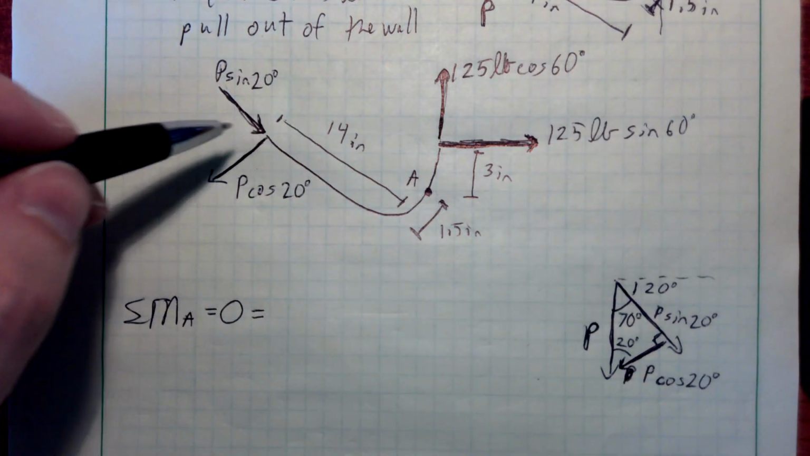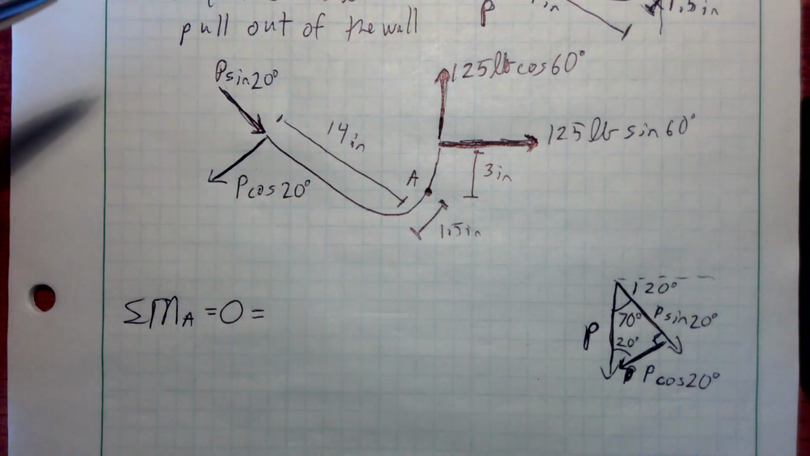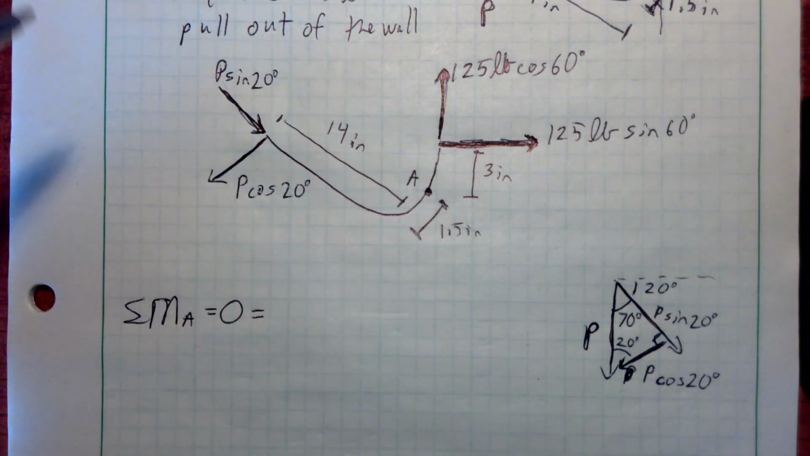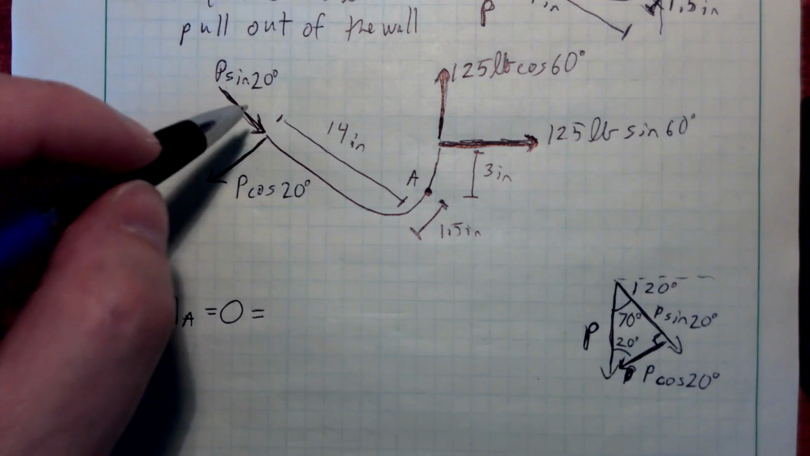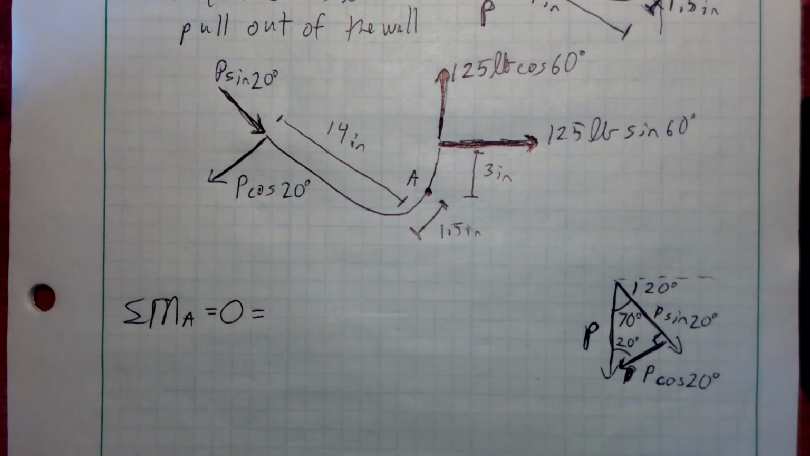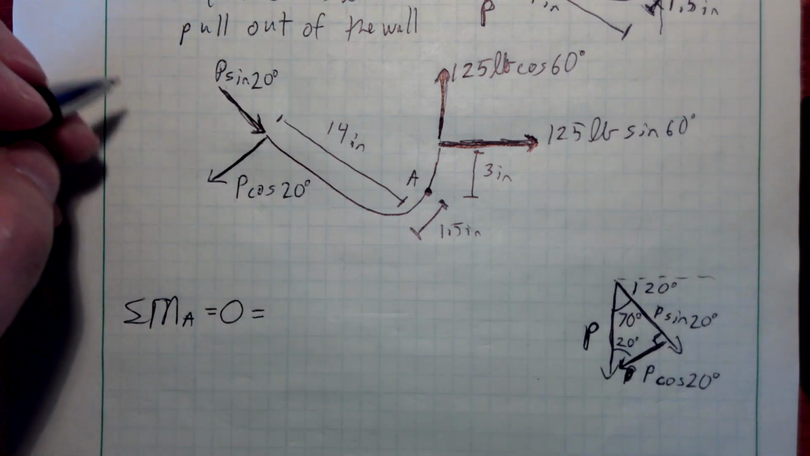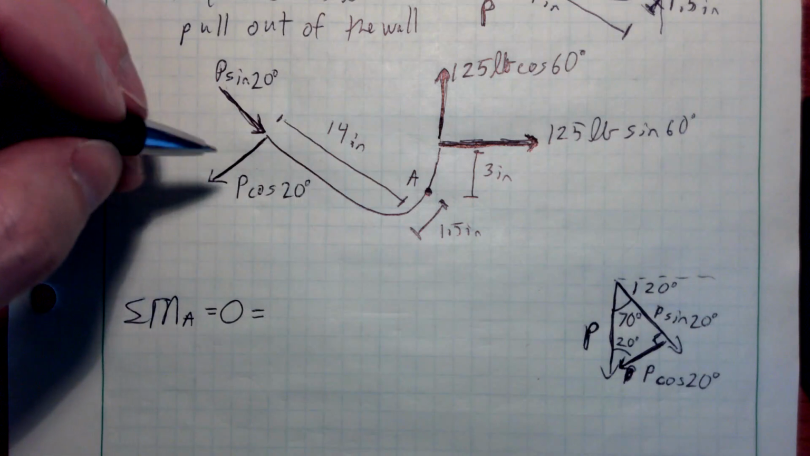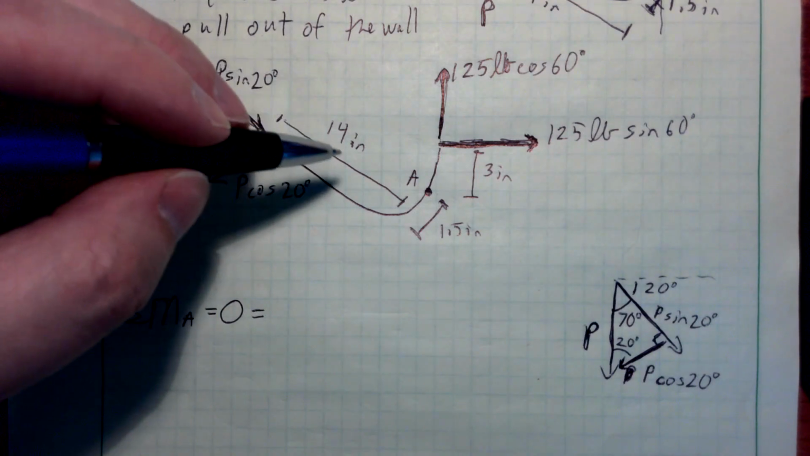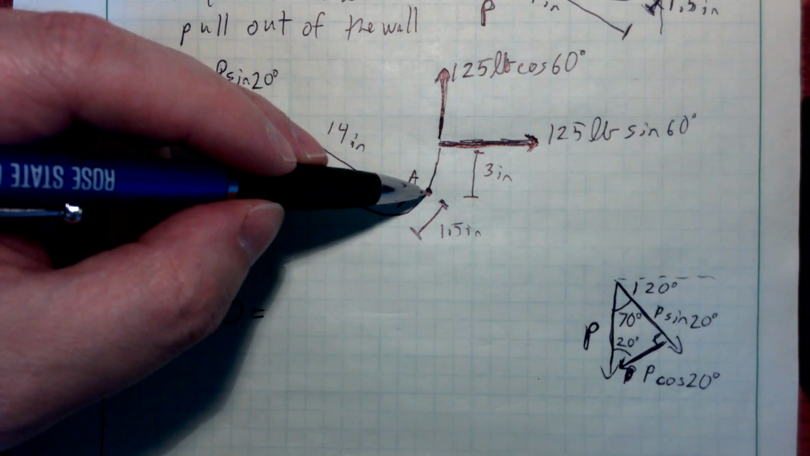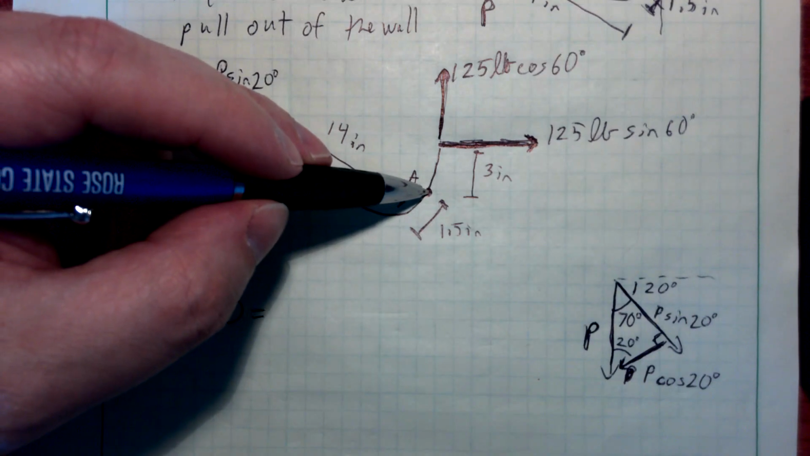If I apply more P than that, then it's going to be easier to pull this 125 pound nail out. But if I apply just enough to get it loose, that means I'm applying just enough P to where the sum of moments is equal to zero. Right, so if I do that, let's add up the forces times their distances. So I'm adding up about point A, that's where it's going to rotate.